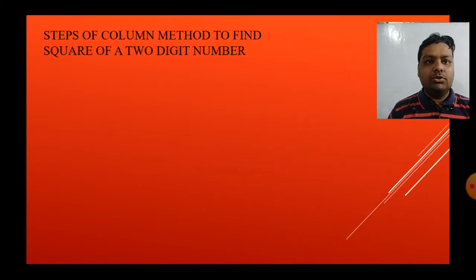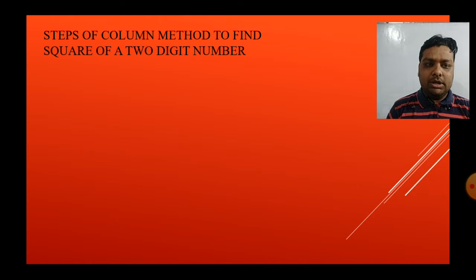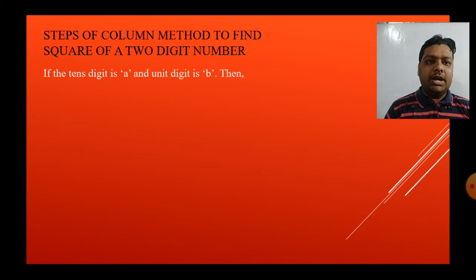Now, students, the first topic is the steps of the column method to find the square of a two-digit number. It means to find the square of a two-digit number, we will use the column method. Here, we will assume the tens digit is A and the unit digit is B.